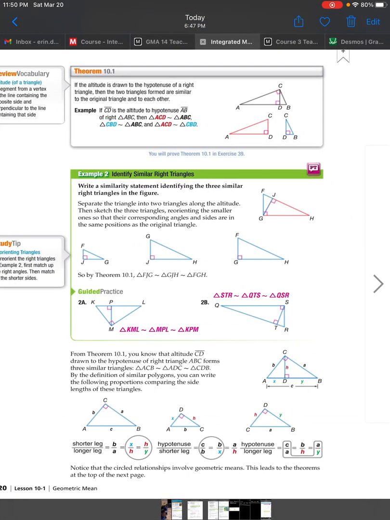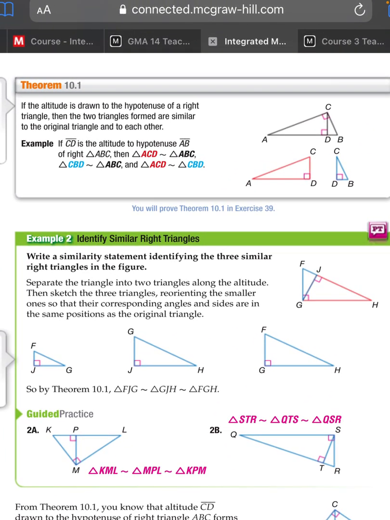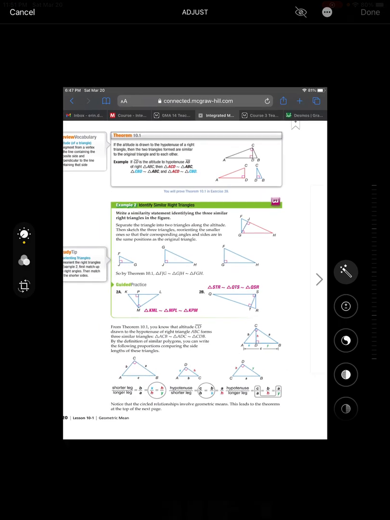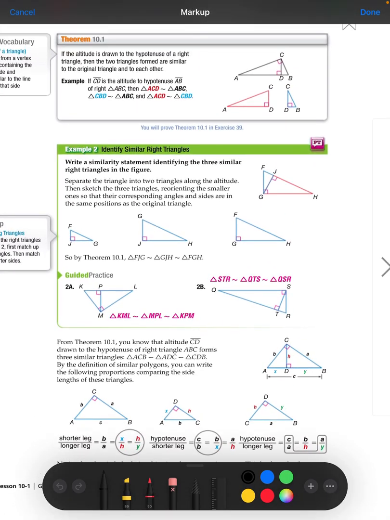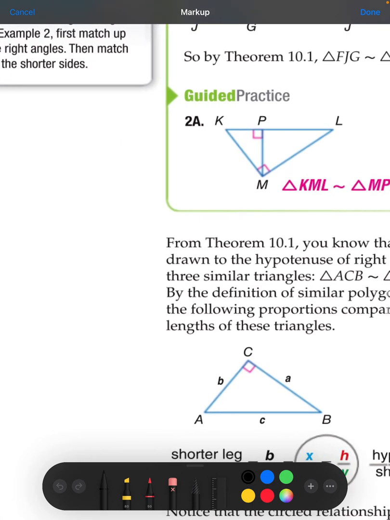Go ahead and jump to the next page. All right, so basically, this theorem 10.1, if the altitude is drawn to the hypotenuse of a right triangle, what you've formed is two triangles. You've formed, in this picture, ACD and BCD. You made two other triangles, and those two triangles are similar to each other and to the very, very beginning one. Okay, so there's three similar triangles. So read through this kind of thoroughly there. All right, write a similarity statement. We're going to go and take 2A.